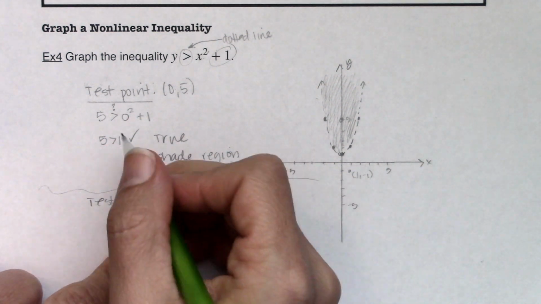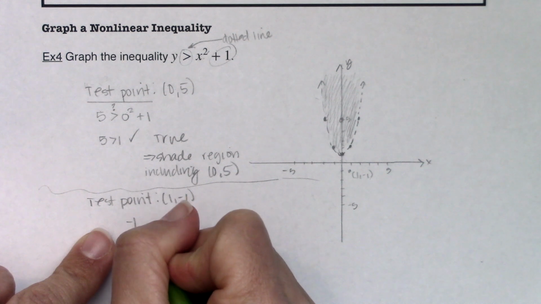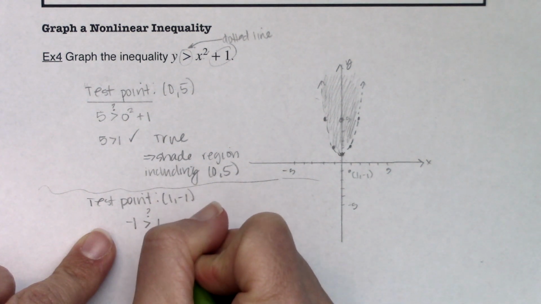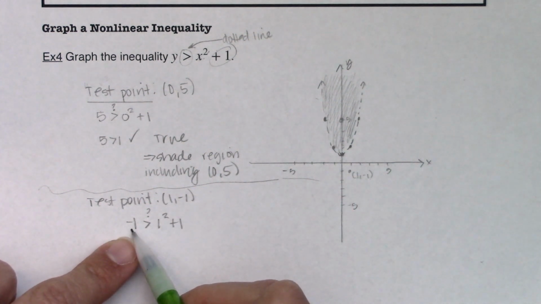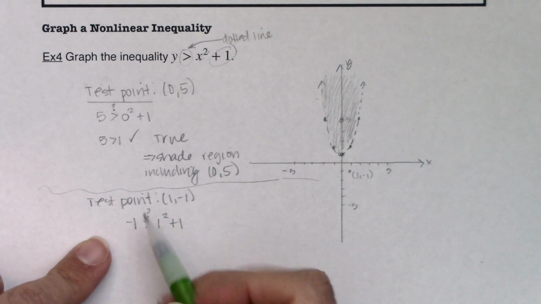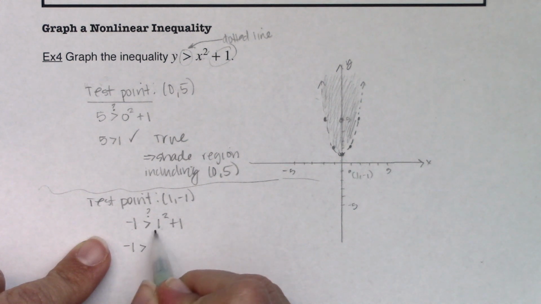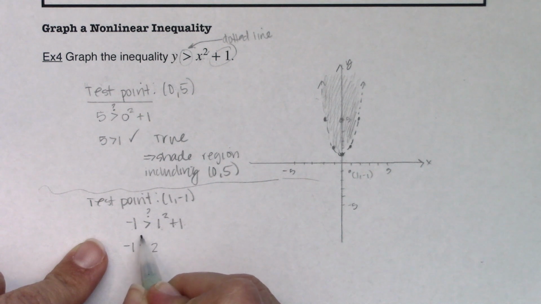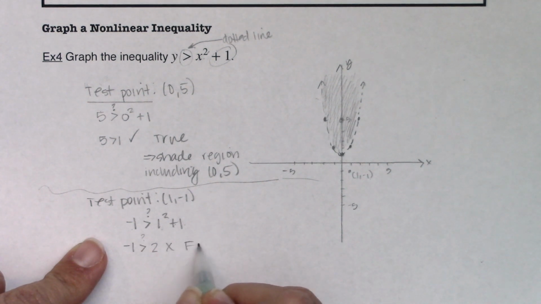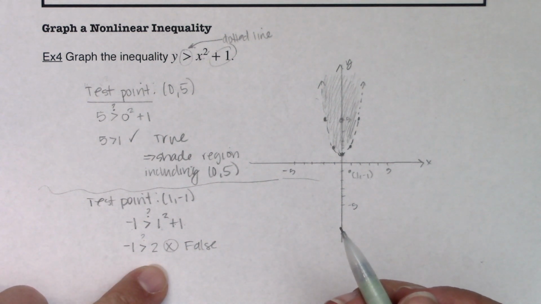So I want to see, is y, which is negative 1, greater than 1 squared plus 1? I plugged in y being negative 1, x being 1. Is it true that negative 1 is greater than, what do we have here? 1 squared is 1, 1 plus 1 is 2. Is negative 1 greater than 2? That is false. That is a false statement.